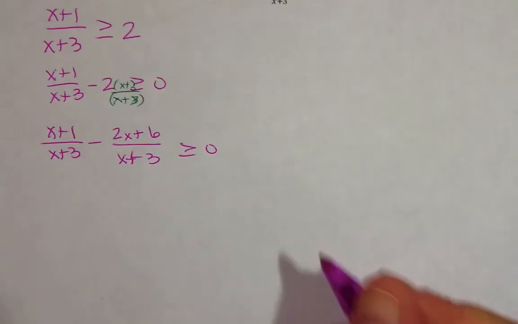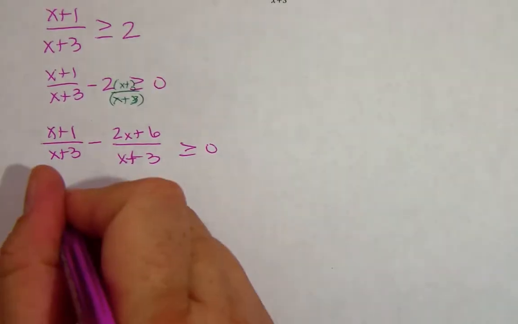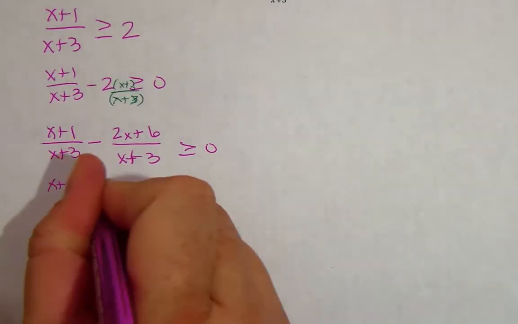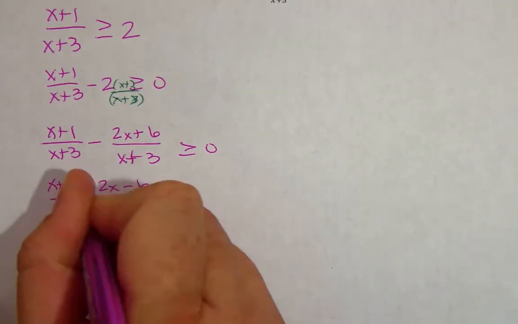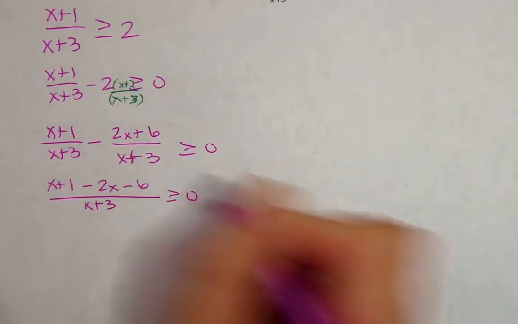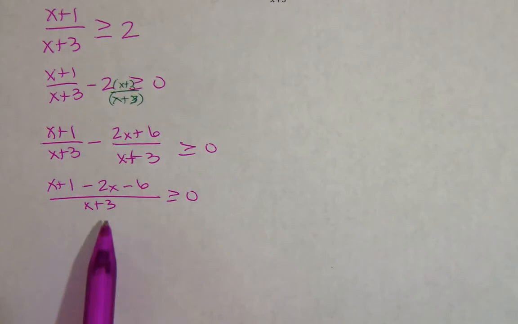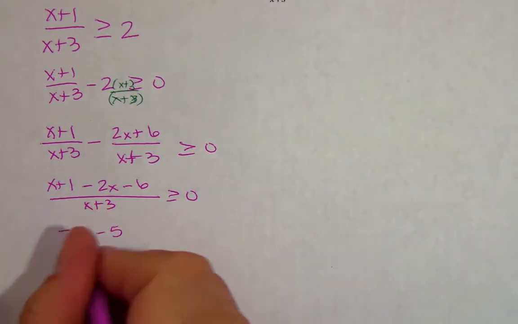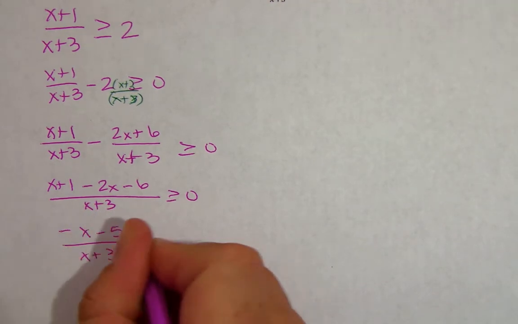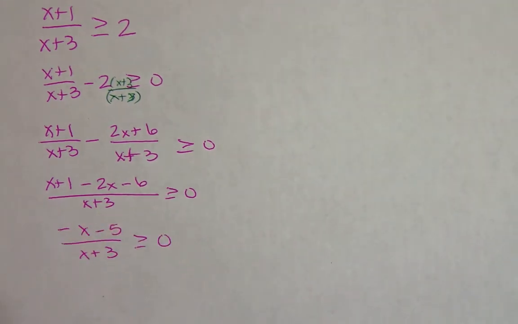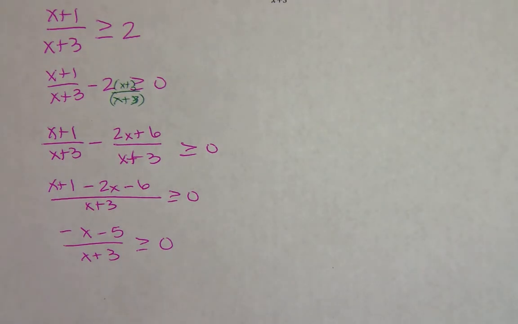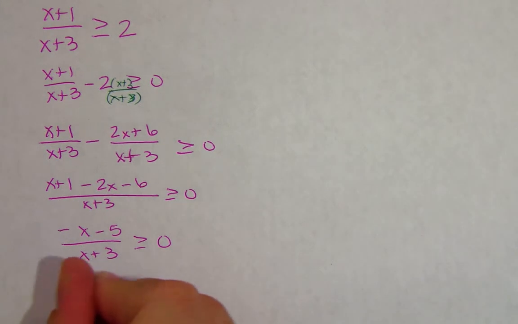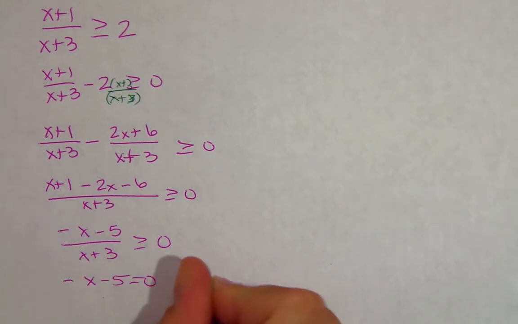And then I can subtract because we have a common denominator. So I have (x + 1 - 2x - 6)/(x + 3) greater than or equal to 0. And I can combine my like terms here. So I have (-x - 5)/(x + 3) greater than or equal to 0. Now we have 0 on one side, we have one fraction on this side. And so what we can do then is set the top and the bottom equal to 0. So -x - 5 = 0 and x + 3 = 0.